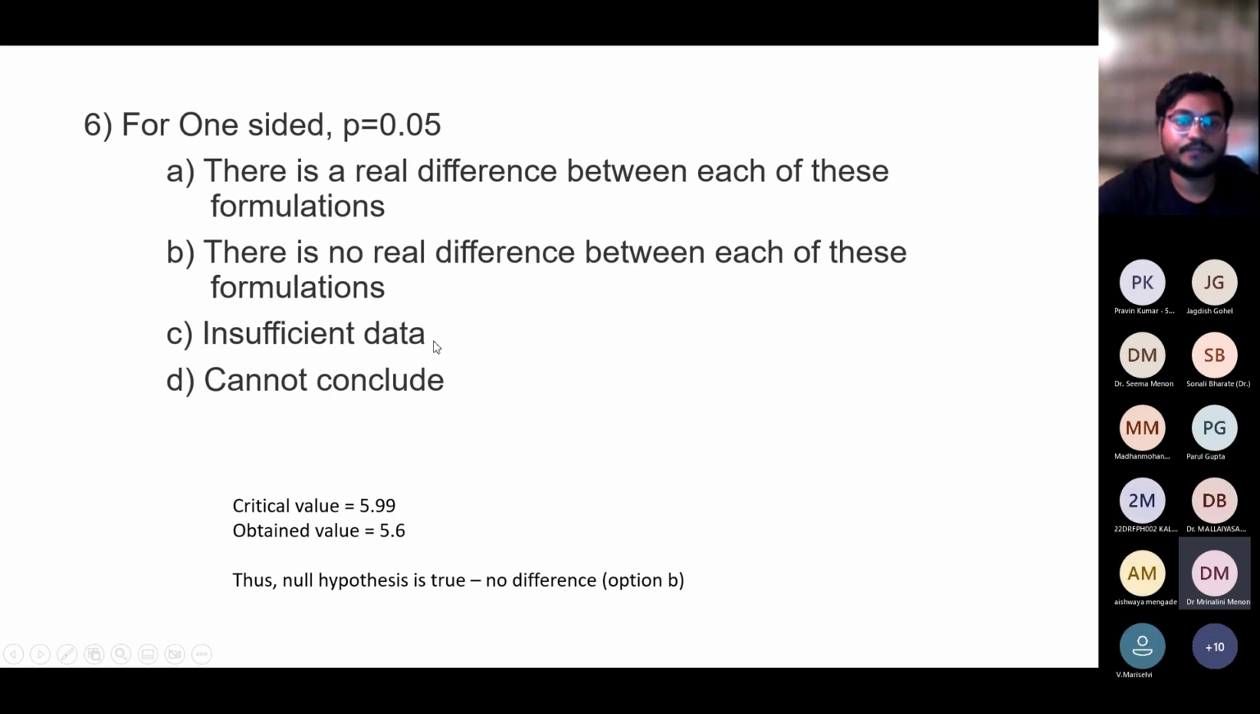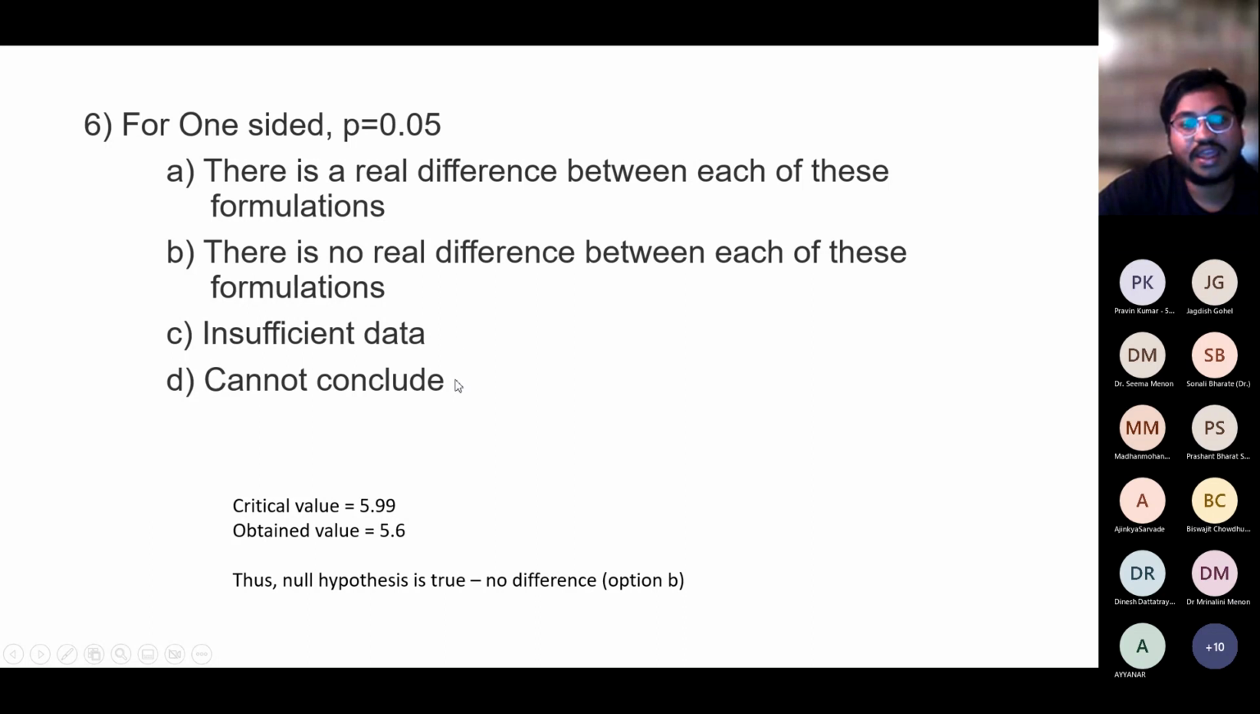Or suppose it is just marginally higher than the critical value, like 6.01, then also you can say insufficient data, if you feel the numbers are too low.